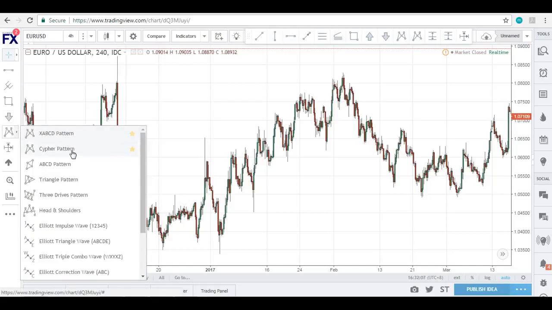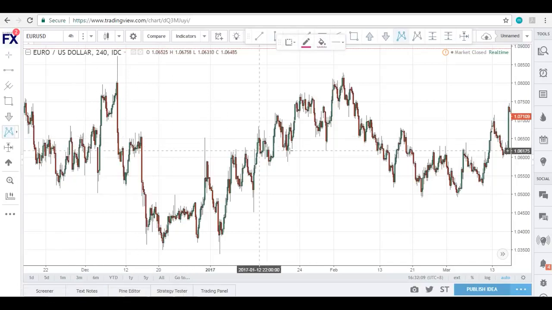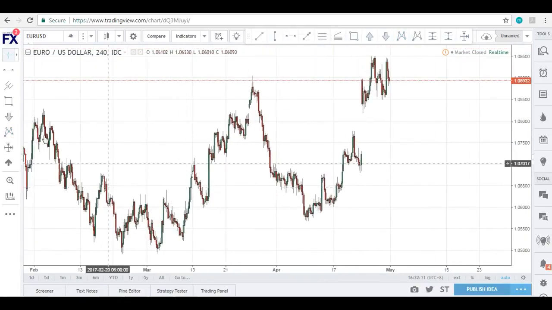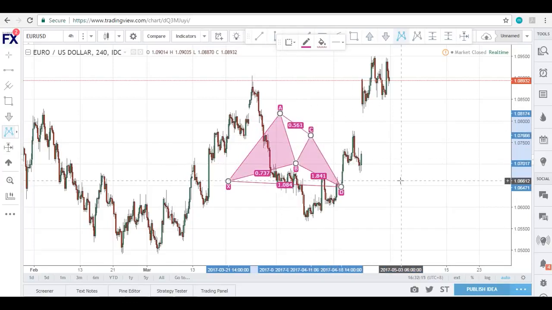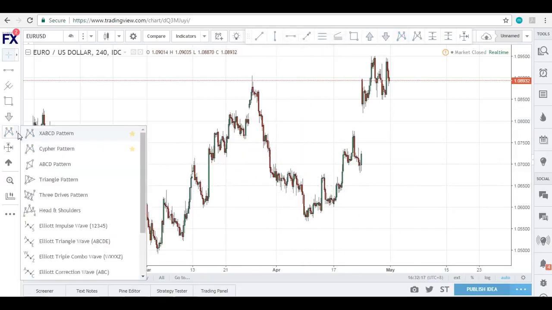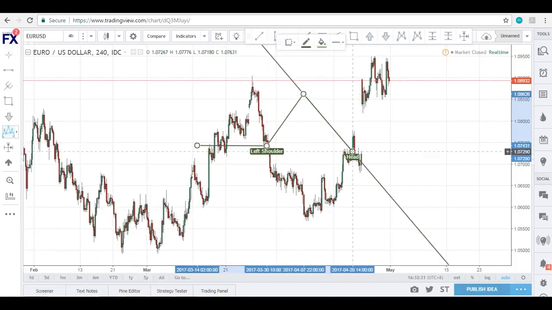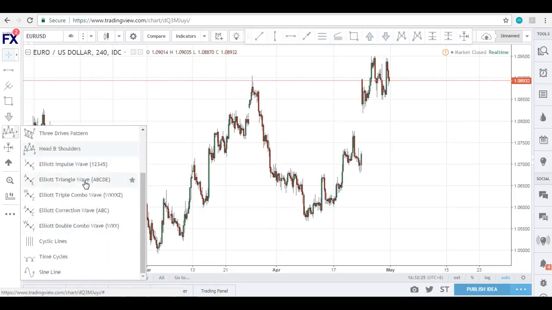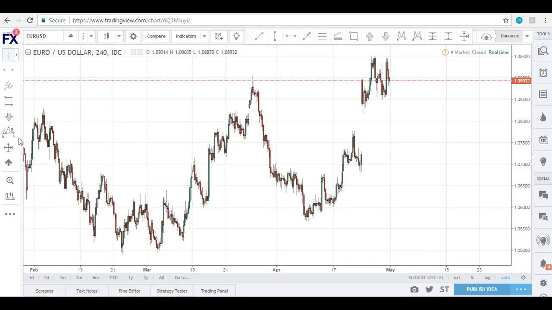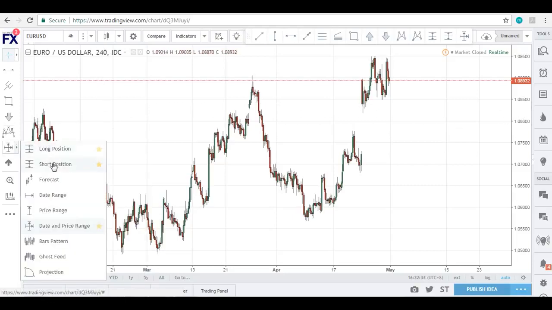Below we have the patterns. We have the XABCD, which is what we like to use when we identify patterns. Like this, we have different patterns like this, and we have the ABCD patterns, the 3-drive patterns, the head and shoulders patterns, stuff like that. And Elliott waves, if you're into that, Marco does a lot of Elliott waves analysis, so he uses this quite often.